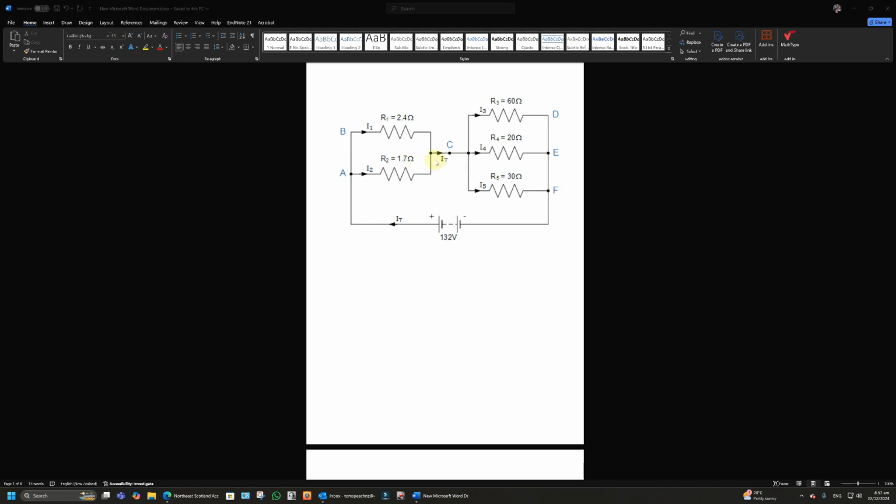I'm not sure. Once you've got IT, you can find I1 or I2 by the current divider rule, and you'll find that I1, this current, is about 5 amps, and this one is, hang on, it's hard to see here, 7 amps. So this is 5 amps and 7 amps here, and that makes 12 amps going through IT.